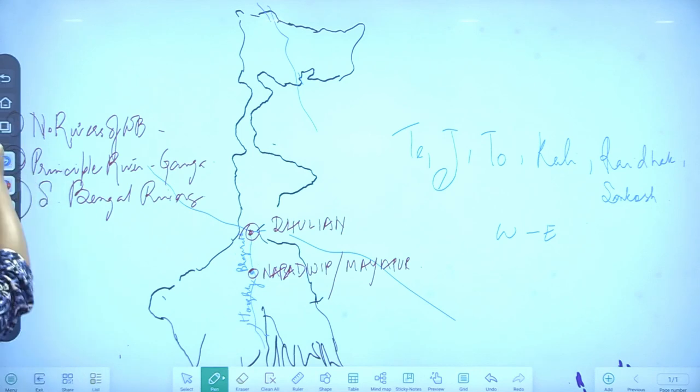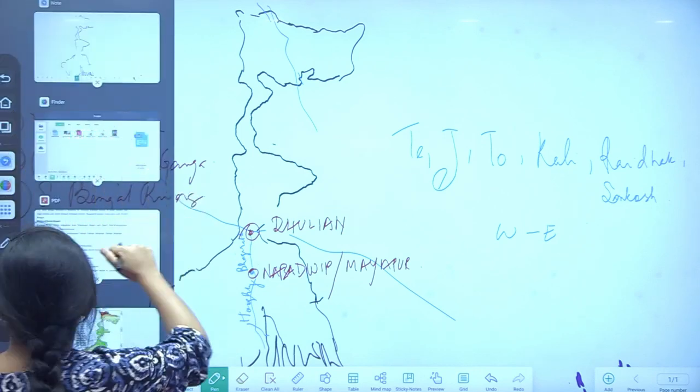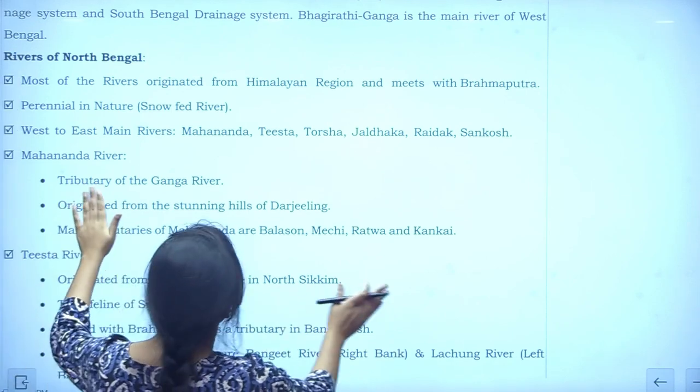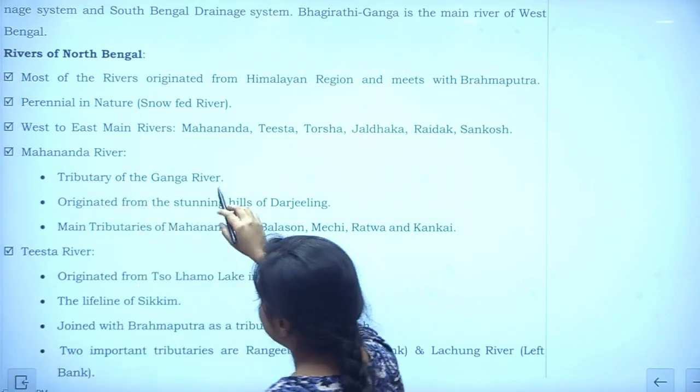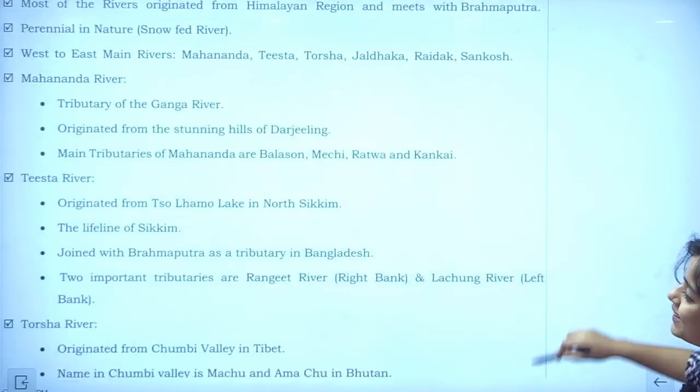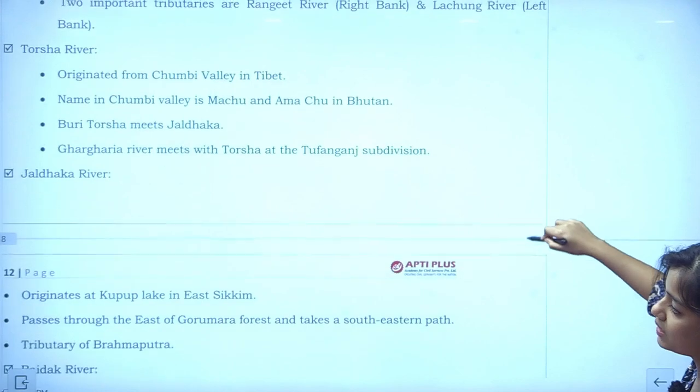Now let's go back to the PDF to have a rough idea. So you see the Mahananda river over here, the origination etc. is given. Tributary of the Ganga river, main tributaries are Balason, Mechi, etc. Tista river, Torsha river.